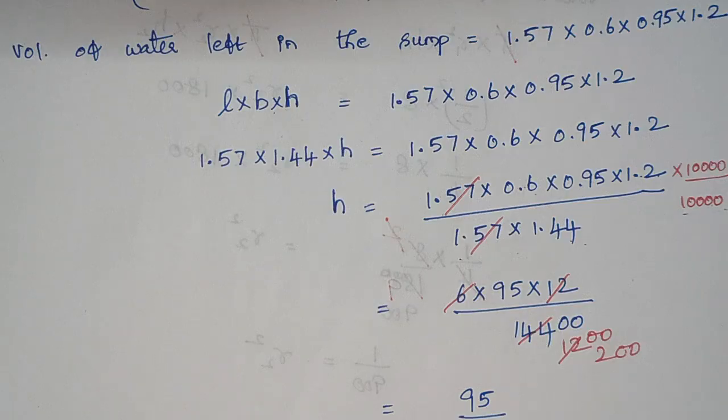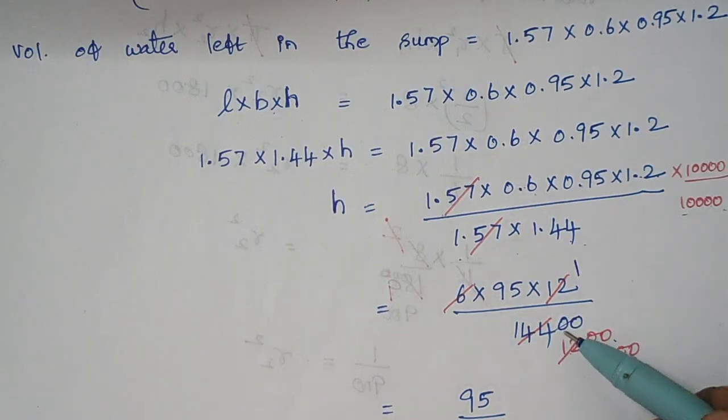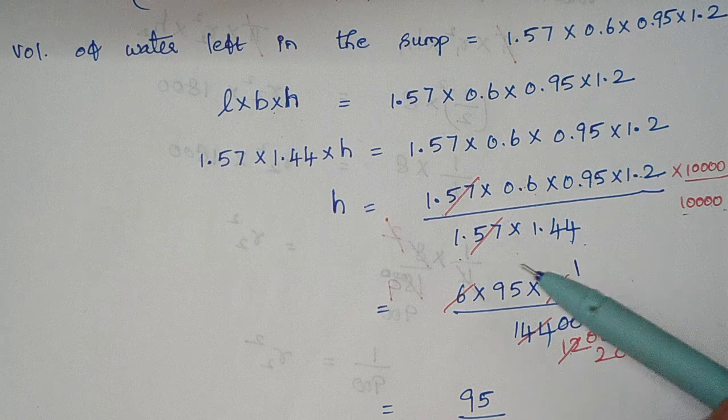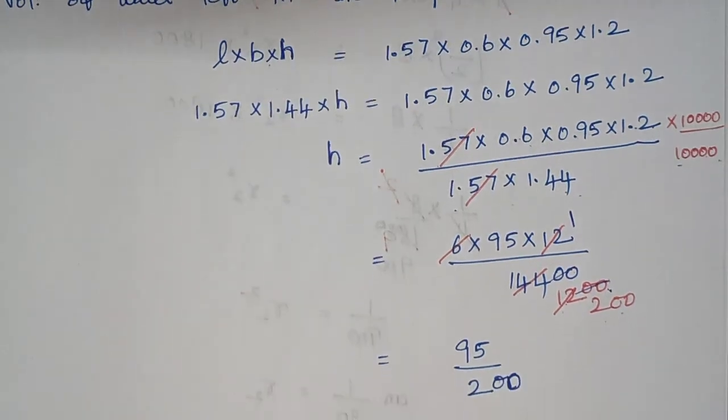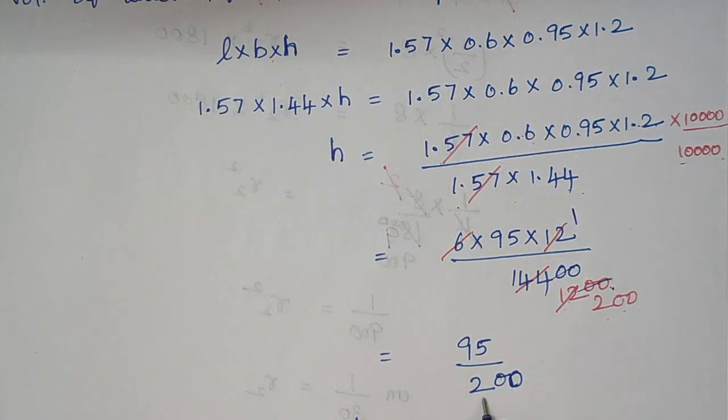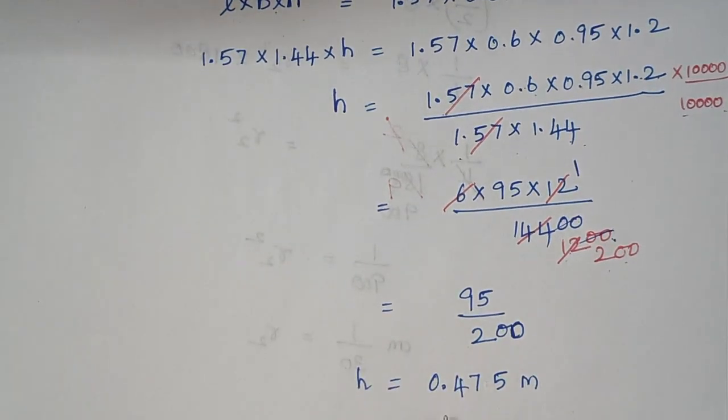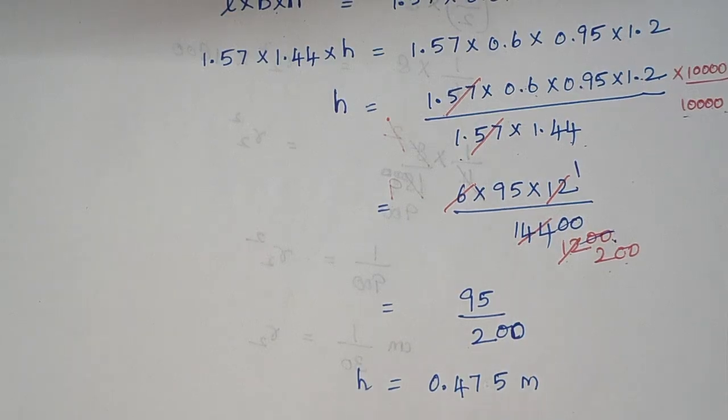Now just cancel the common terms. You see 12 and 14400 cancel by 1200 times, because 12 12s are 144. So here it is 1 time, here it is 12 times, and these two zeros here. And again I am cancelling this 6 and 1200. When you cancel this 6 and 1200, it becomes 200. Therefore H is 95 by 200, and once you simplify, we end up with the answer 0.475 meter. So this is the height of the water in the cuboid when your overhead tank is completely filled.